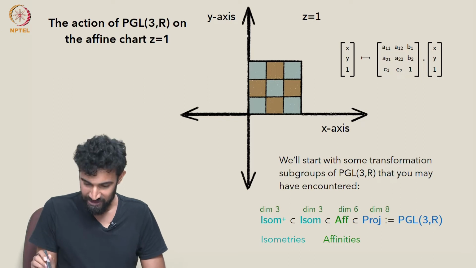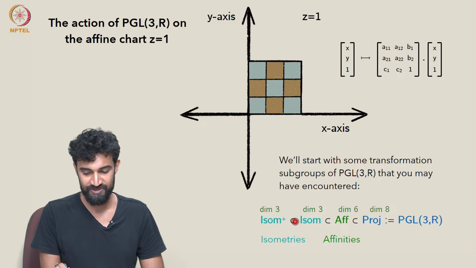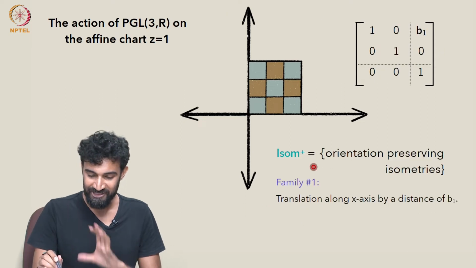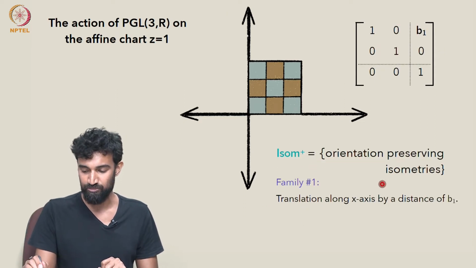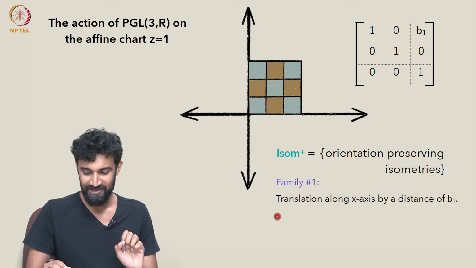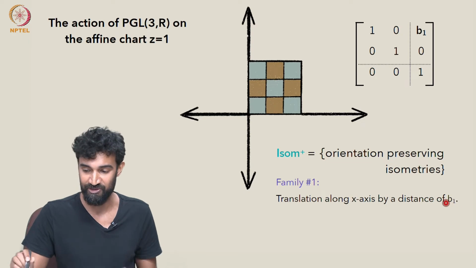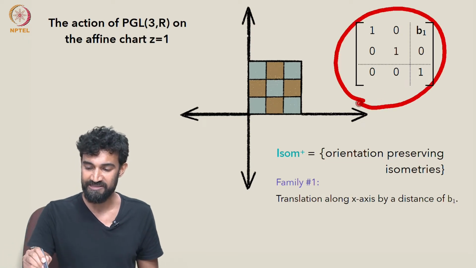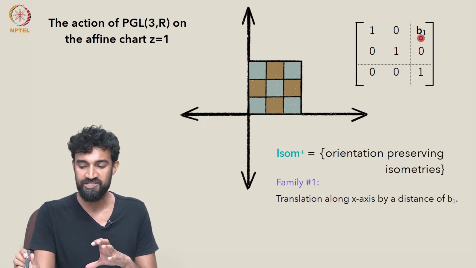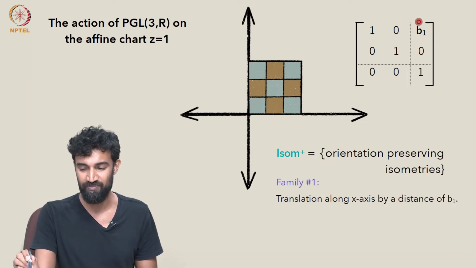So we'll start with a 3-dimensional subgroup known as the isometries. And within that, we'll start with the orientation-preserving isometries. So our first family I want to look at is the family of translation along the x-axis by a distance of b1. b1 is just a real number. So it's given by this matrix. The only non-trivial entry here is this b1.